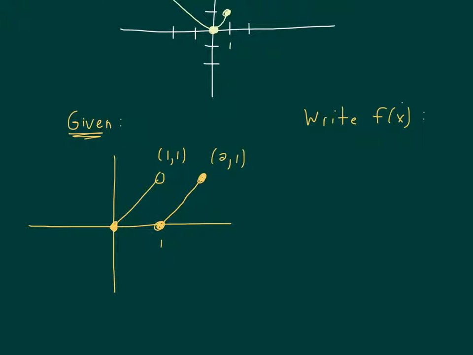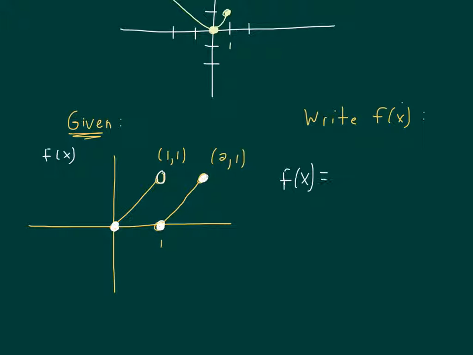Okay, let's take a look at another example here. In this example, let's work the other direction. Suppose we are given this graph. Alright, this is a graph of f of x. And we know that we have a closed circle here at the origin. We have an open circle at 1, 1. Closed circle right here at 1, 0. And then another closed circle here at 2, 1. We wish to write an equation for this graph.